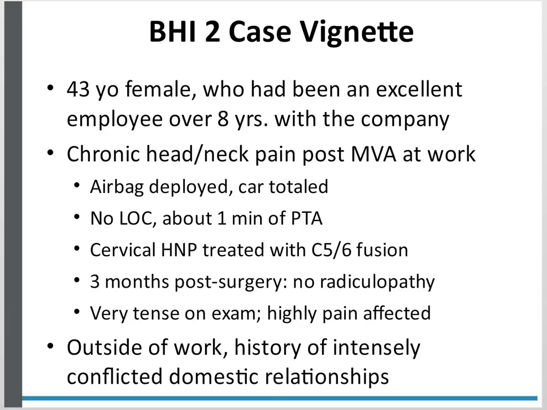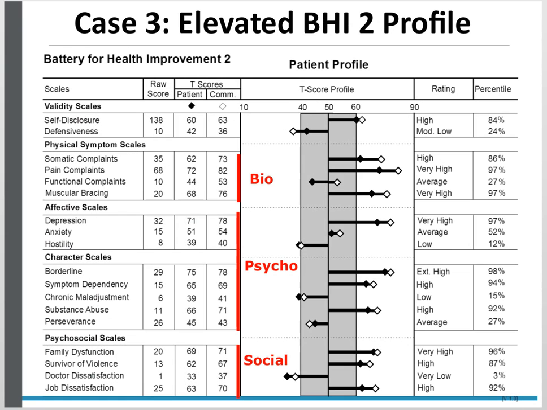The car was totaled. She sustained maybe a mild concussion, but more importantly, sustained a whiplash injury and a cervical herniated disc. 3 months post-surgery, she had no radiculopathy, but was very tense on examination and extremely pain affected in most areas of her body. While she had been an excellent employee, she had a history of intensely conflicted domestic relationships. This patient's BBHI-2 profile provides a biopsychosocial analysis of her complaints.